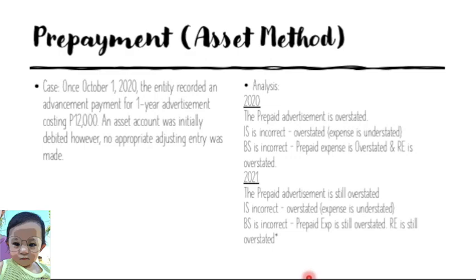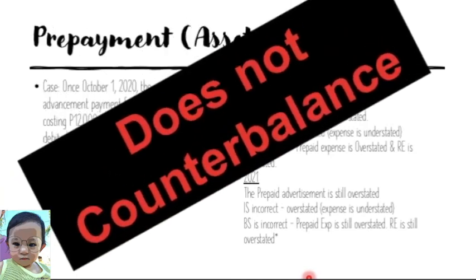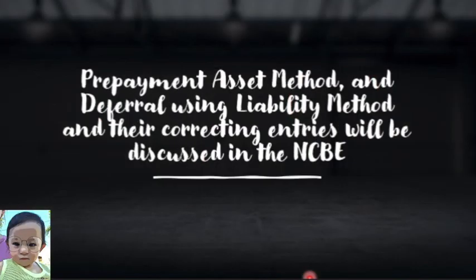However, in this case, you debited an asset account, and over time, your prepayment does not remain as an asset. It will eventually expire. So without the correcting entry, your prepaid advertisement account will remain in your balance sheet, which is actually erroneous. So in this case, it does not actually counterbalance. So prepayment belongs to counterbalancing error only if you use expense. The correcting entry will be discussed later when we discuss the non-counterbalancing errors.